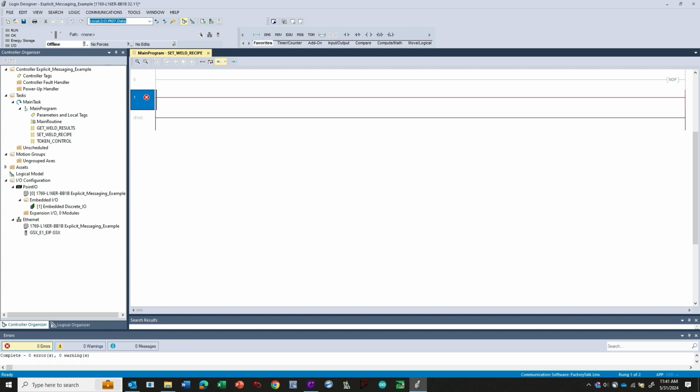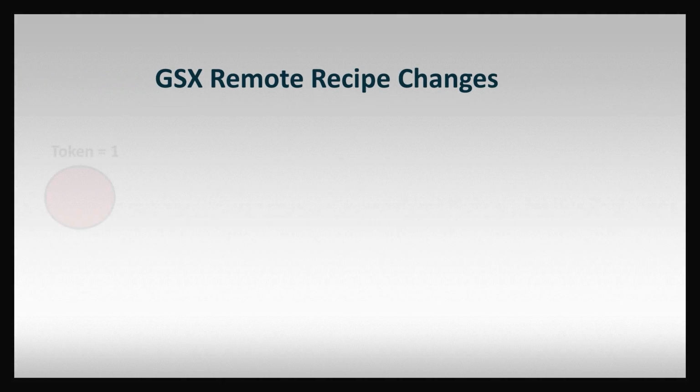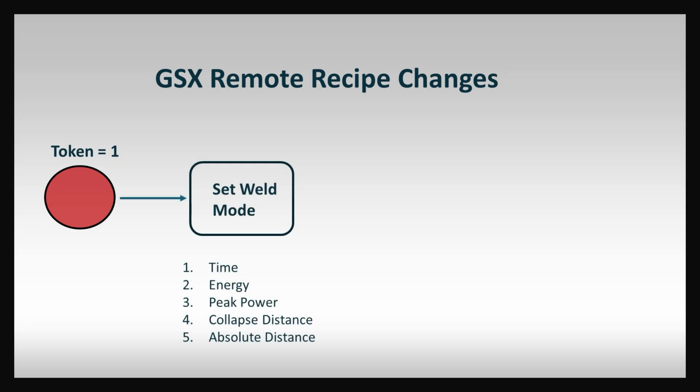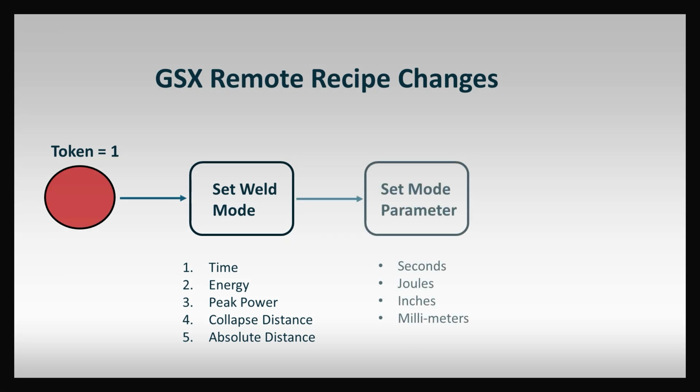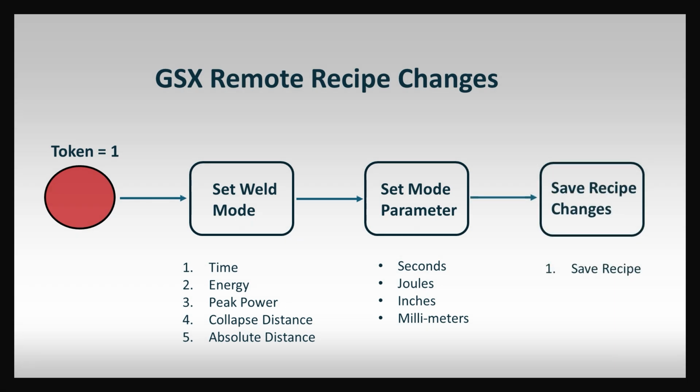The process for changing and saving a recipe is multi-step. First, the token must be set to 1 to allow set messaging from the PLC to the GSX. Second, if the active weld mode is changed, the new weld mode value must be messaged. The weld mode is represented by a number. Third, the parameter value for the weld mode is messaged. Lastly, to complete the recipe setting, the recipe must be saved to the active recipe.